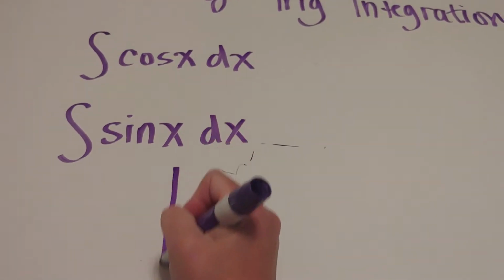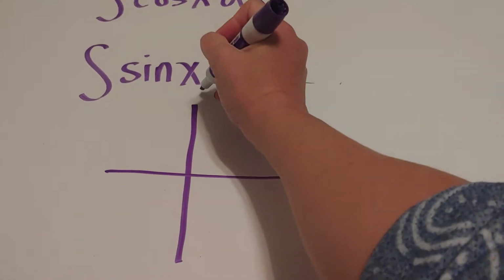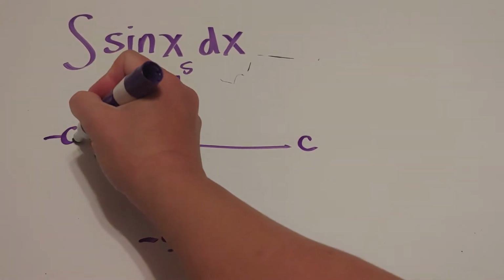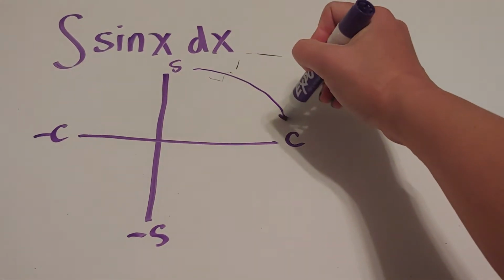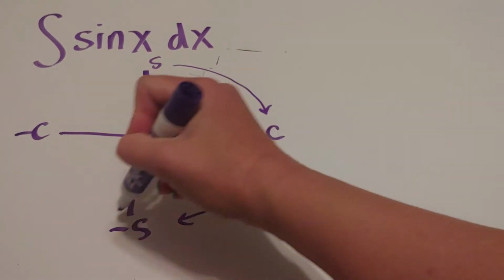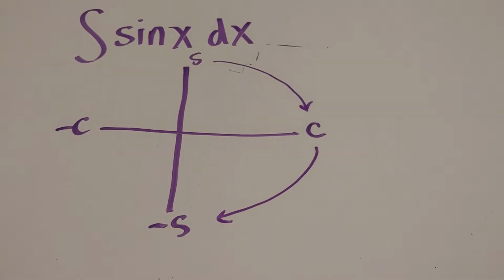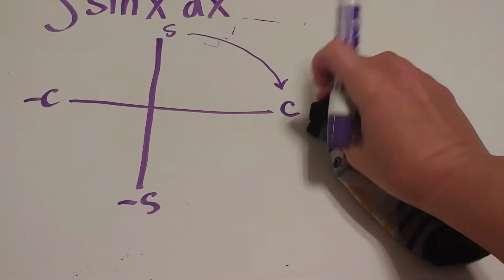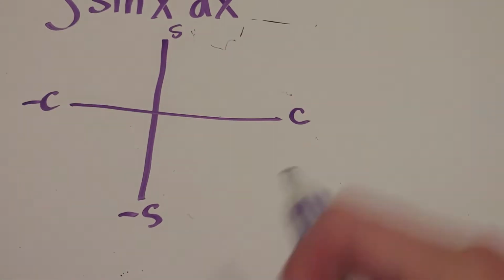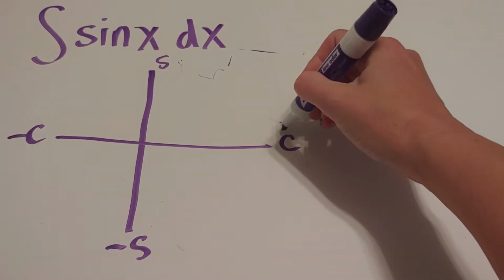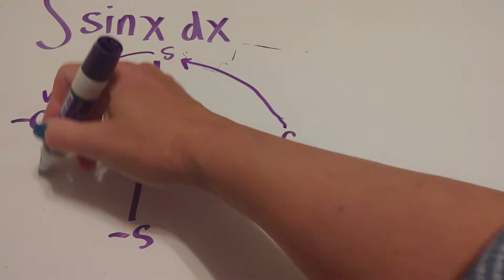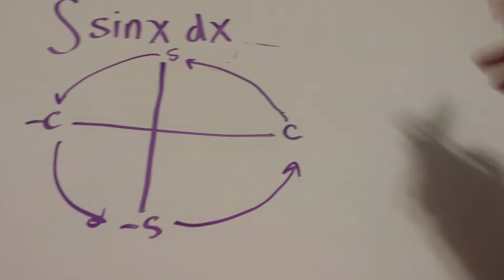So our derivative wheel was sine, cosine, negative cosine. And when I go clockwise around the wheel, I get derivatives. Well, it turns out that if you go around the wheel counterclockwise, you get integrals. So if I go backwards, I'm going to get integrals. This wheel is very handy.